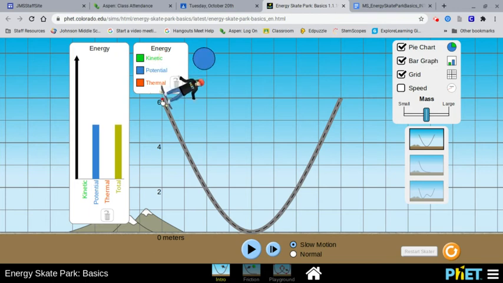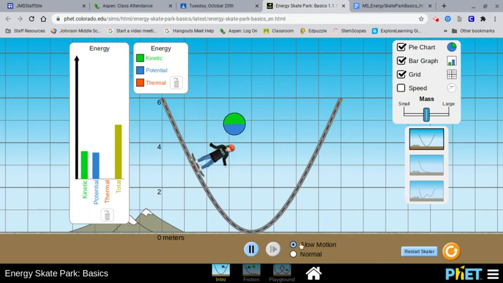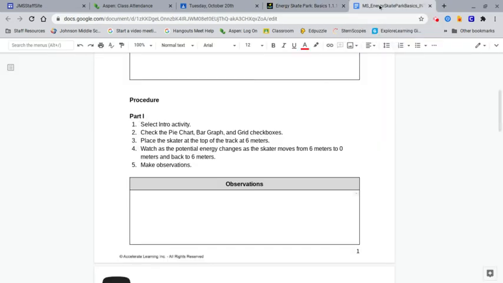Oops. And he's not moving because you have to press play. And you just want to make observations here. You can put him back on normal. And here on this, you're going to make observations.